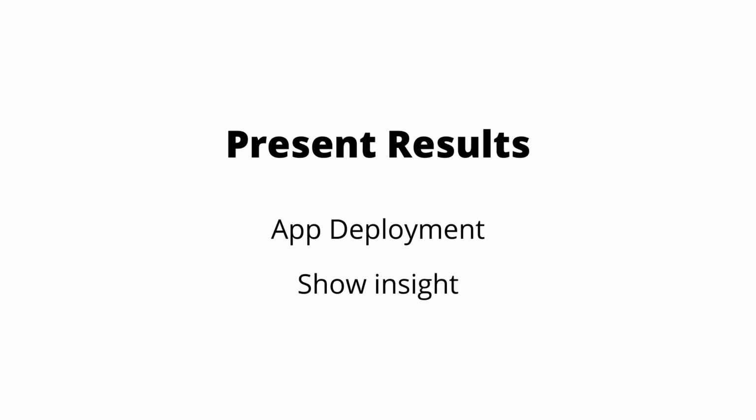After we have fine-tuned our model, we want to present our results. Now, this can be done two ways. I've chosen to go the app deployment route. This is essentially where we take our model and put it on an app so a user can input data and get an output. So for me, it was inputting an image and getting a class.